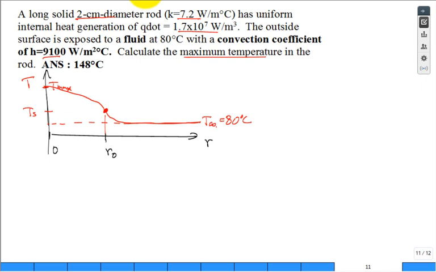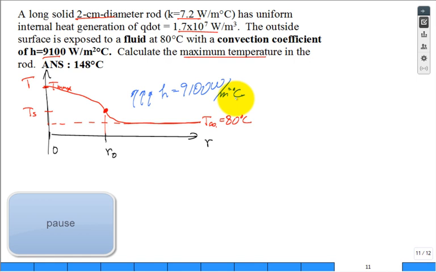Should I give you a few minutes to work it out? Out here we have the convection on the outside of the rod with a convection coefficient of 9,100 watts per meter squared degree C. Let me pause, walk around. Well, I wish I'd give you more time, but let's go ahead.